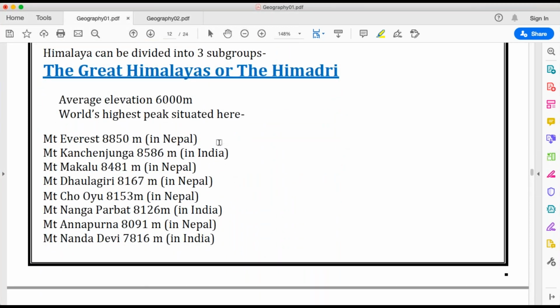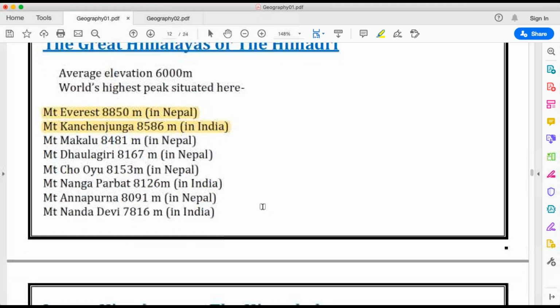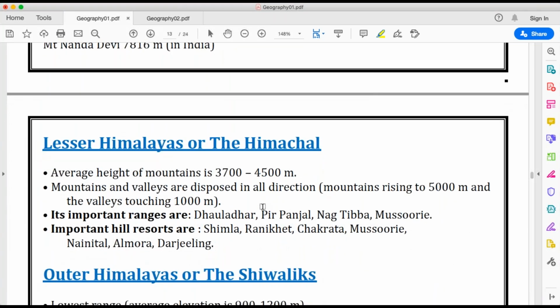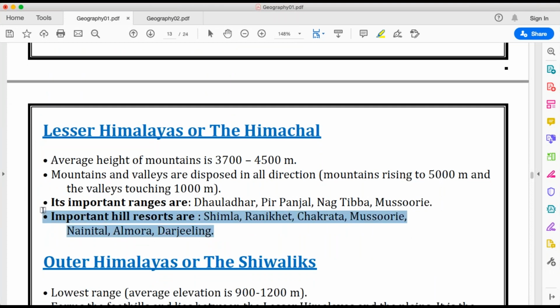Now we come to the highest peaks. You should know Mount Everest, you should know Kanchenjunga, then you should know the highest peak of different areas. For heights, you just need to remember the approximate number. You don't need to remember the exact height, and just remember the countries. Just remember these two areas, the important ranges and the important hill resorts. The average height is 3700 to 4500. You can skip it. Just remember what are the important ranges in the lesser Himalayas and what are the important hill resorts in the lesser Himalayas. That's what you need to remember.